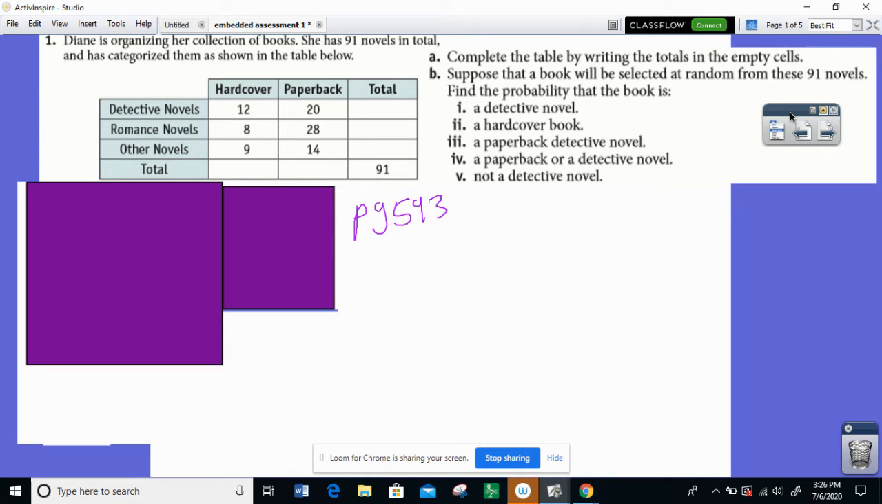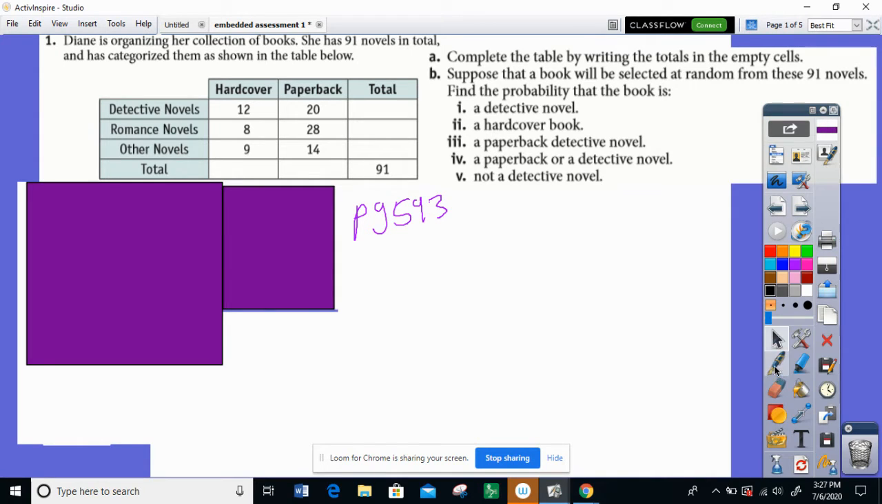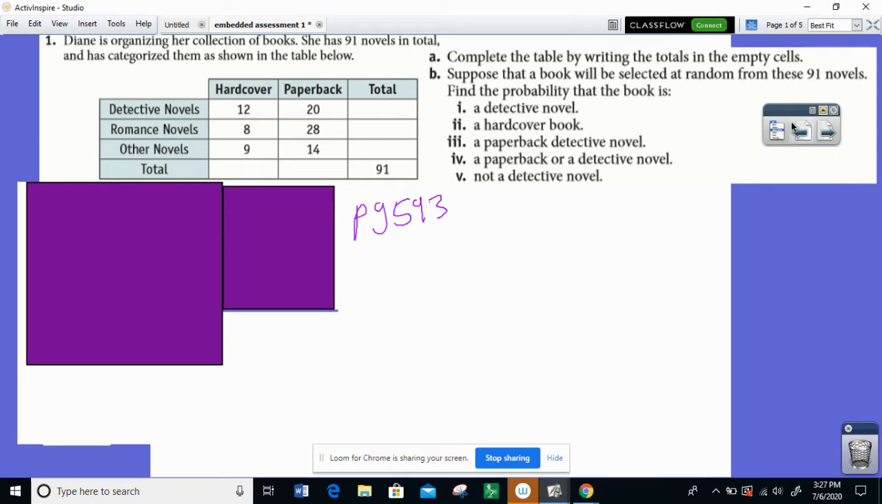Okay, so this embedded assessment is 2 problems, but each problem is multi-part. So it says Diane is organizing her collection of books. She has 91 novels in total and has categorized them as shown in the table below. The first thing they want us to do is complete the table by writing the totals in the empty cells. Well, we're going to do this by hand first and then check our answers.